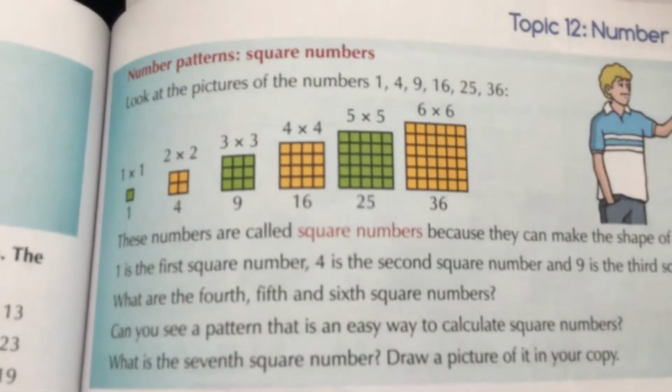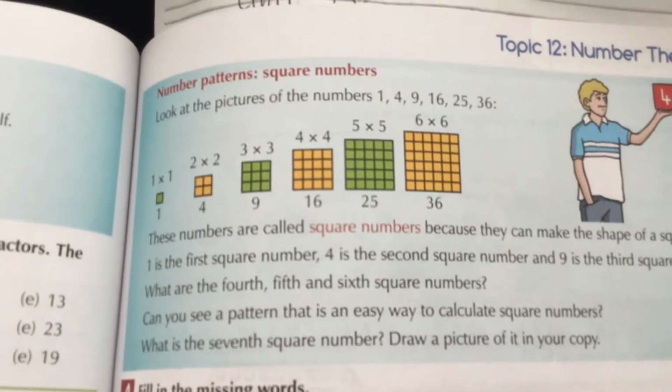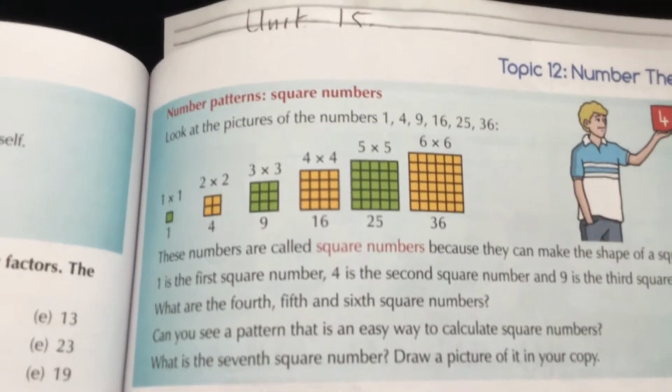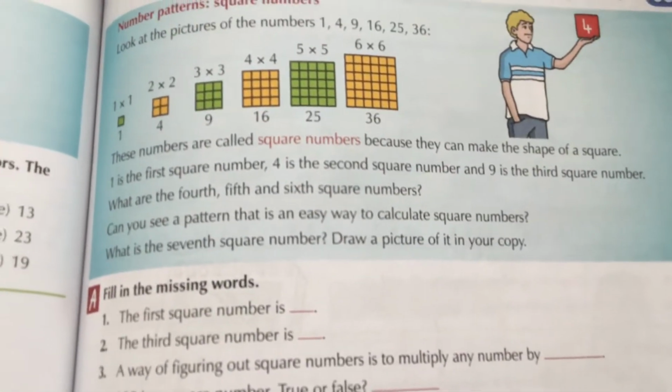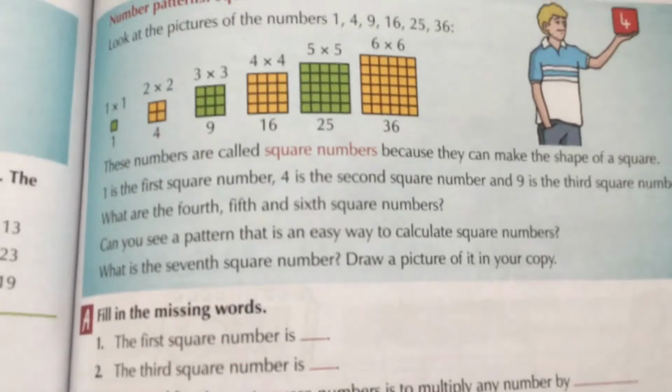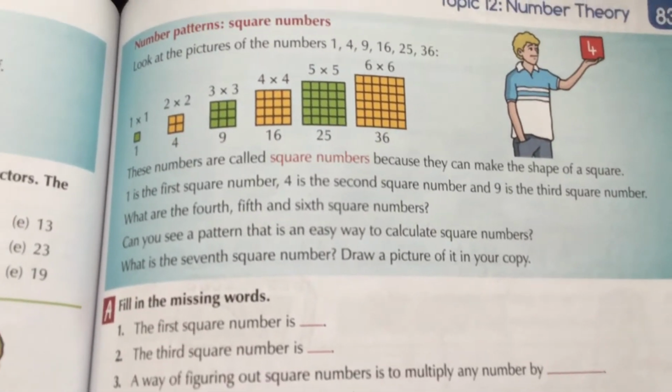They are square numbers. Why? Because there's 1 across 1 down, 2 across 2 down, 3 across 3 down, 4 across 4 down, 5 across 5 down, 6 across 6 down, and so forth. 7 by 7, 8 by 8, 9 by 9, and so forth. These are called square numbers because they make the shape of a square, very obviously. 1 is the first square number.